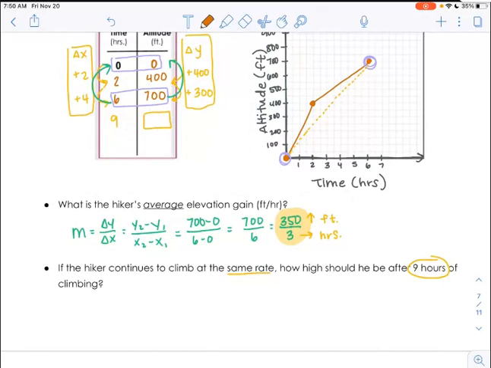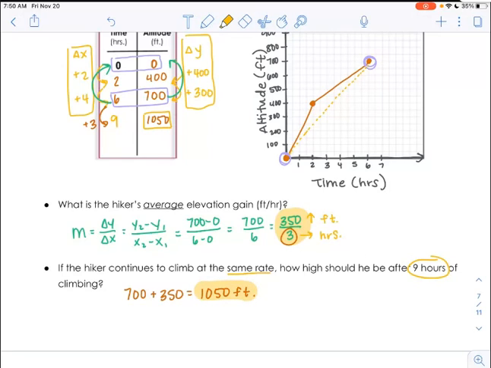So what I'm doing here is from 700, 3 hours are passing from 6 to 9, which is what I'm looking for, 3 hours. Every 3 hours, he goes up 350 feet. So if I add 350 here, I should get a value of 1,050. So he should be at a height of 1,050 feet. That's what I would expect.